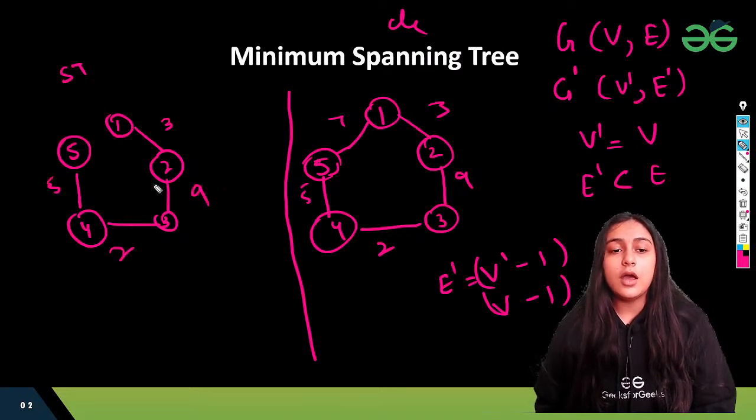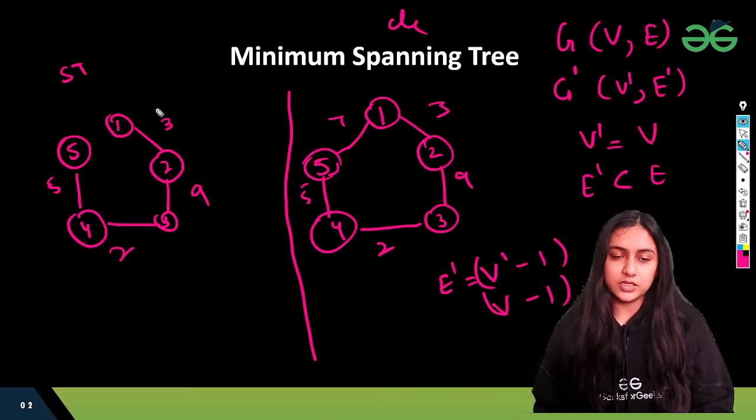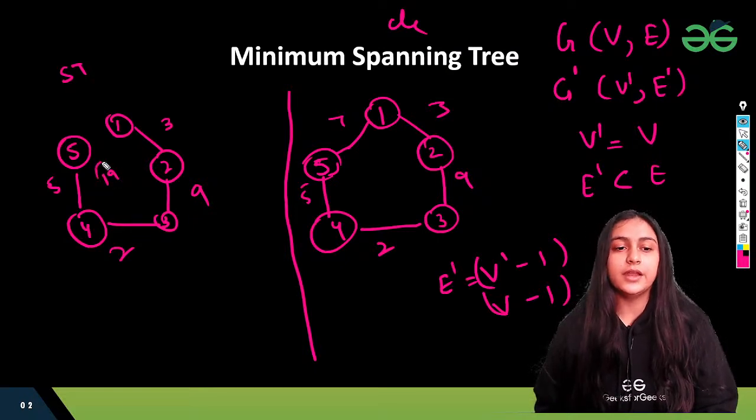ओके, सो कॉस्ट हम कैसे निकालेंगे? किसी भी ट्री के सारे एजेस का सम करके. ओके, जो भी कॉस्ट हमारी एजेस की हैं इनका सम करके. सो 3 + 9 इज 12, 12 + 2 इज 14, 14 + 5 इज 19. सो द कॉस्ट ऑफ दिस स्पैनिंग ट्री इज 19.